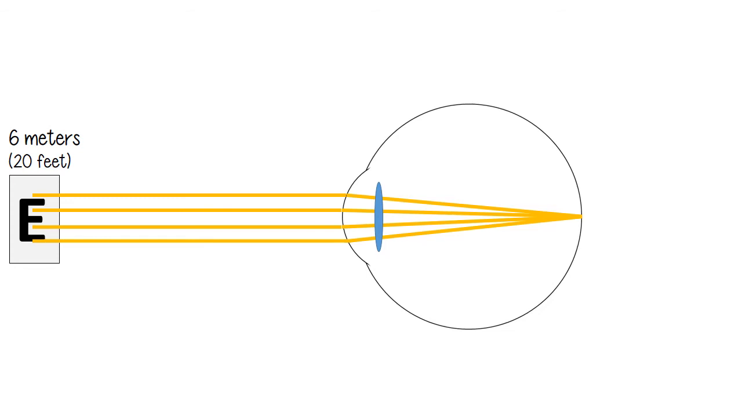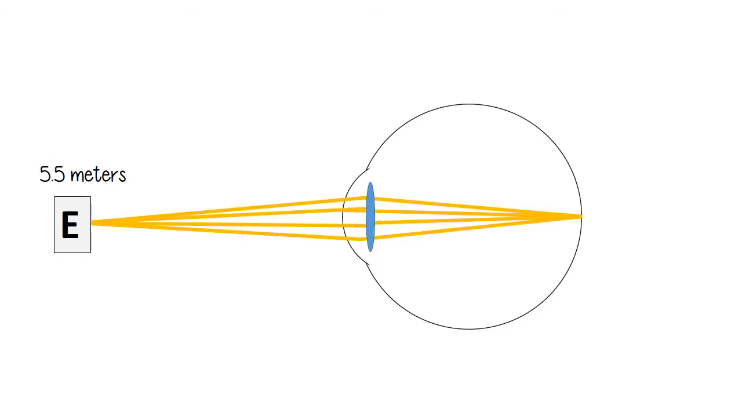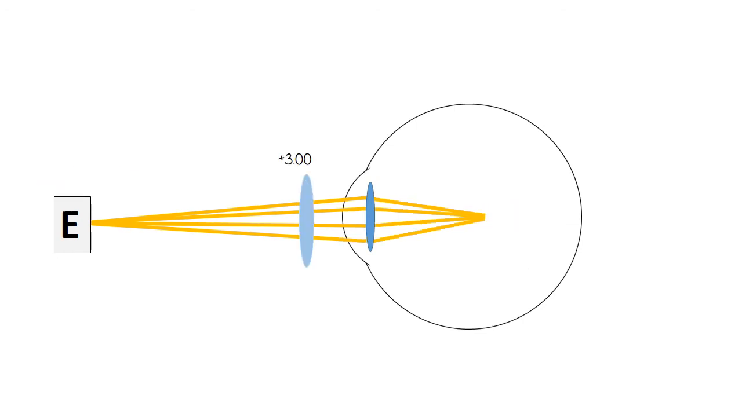But what if my patient's far point is at 5.5 meters? Not 6 meters. Well, I don't have a ruler that long to measure the far point. So when I put a +3 lens in front of my patient, look what happens. Now, instead of the focal point falling on the retina, it falls in front of the retina. Our +3 lens has turned this patient into a myope. To be more specific, a -3 myope.